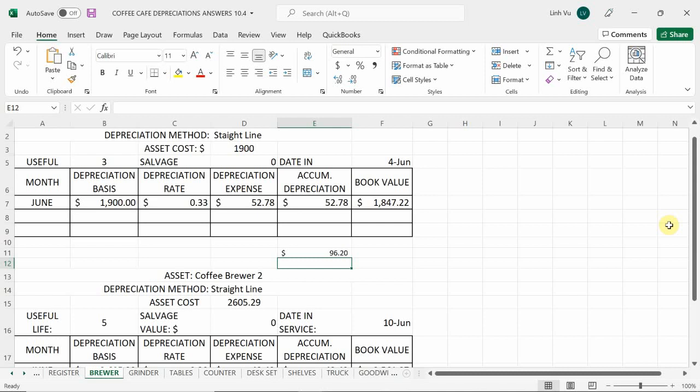Okay, on the first coffee brewer, I don't know what's wrong. I'm using my calculator and I'm not getting the same amount for the depreciation expense. Are you using just .33? Because it should be .3333. Okay, hold on. Okay, yeah, then I'm getting the amount you got. Good. So we should have $96.20 worth for the coffee brewer.